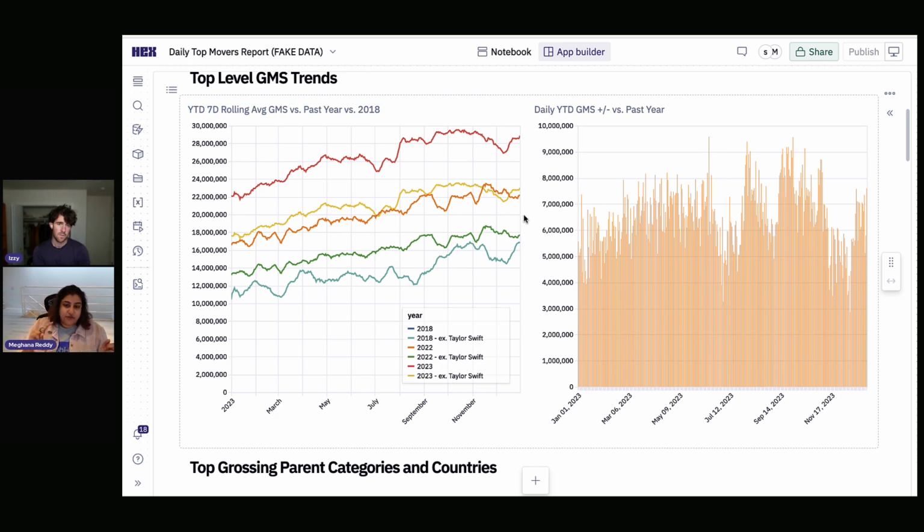Now let's switch over to an example that's pretty different in terms of the audience, what it looks like, and ultimately what it's trying to achieve. And this is our example for speed to insight.